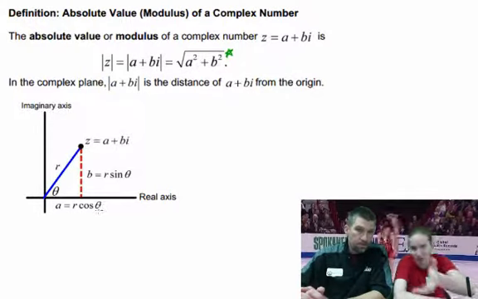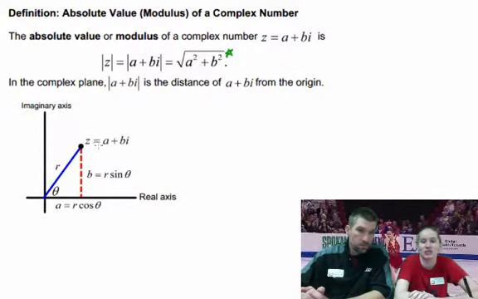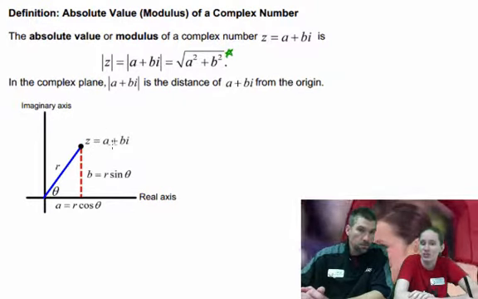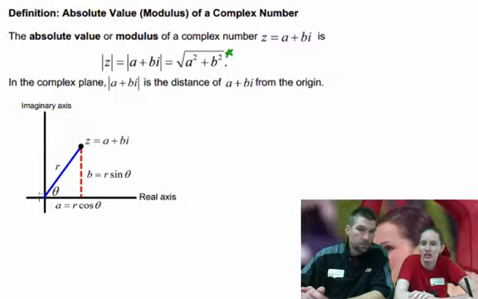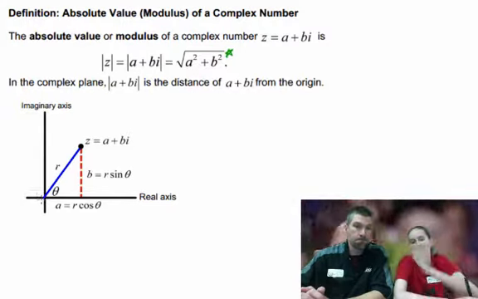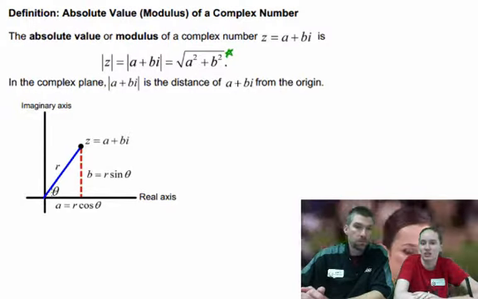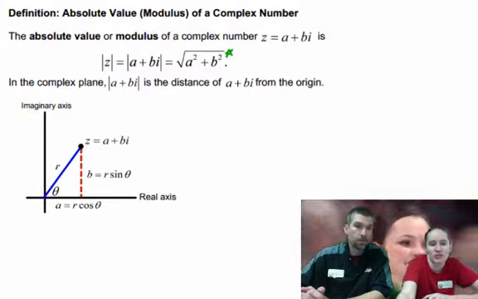And look, we've got this picture. We've got the real axis, the imaginary axis. Here's some point a plus bi, and r right here. That's what the modulus is. It's the length of that line to get out to the point. So that's our first definition we want to look at.